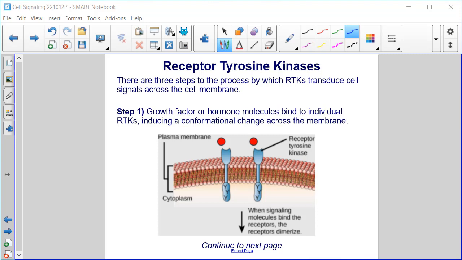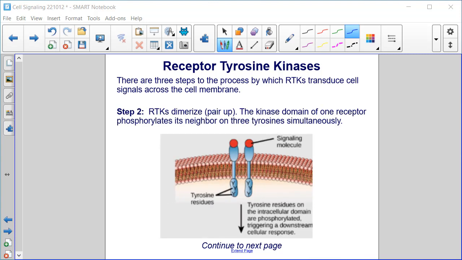There are 3 steps to the process by which RTKs transduce cell signals across the membrane. Step 1, growth factor or hormone molecules bind to individual RTKs, inducing a conformational change across the membrane. Step 2, once the signal molecules are at the binding site, RTKs dimerize or pair up.